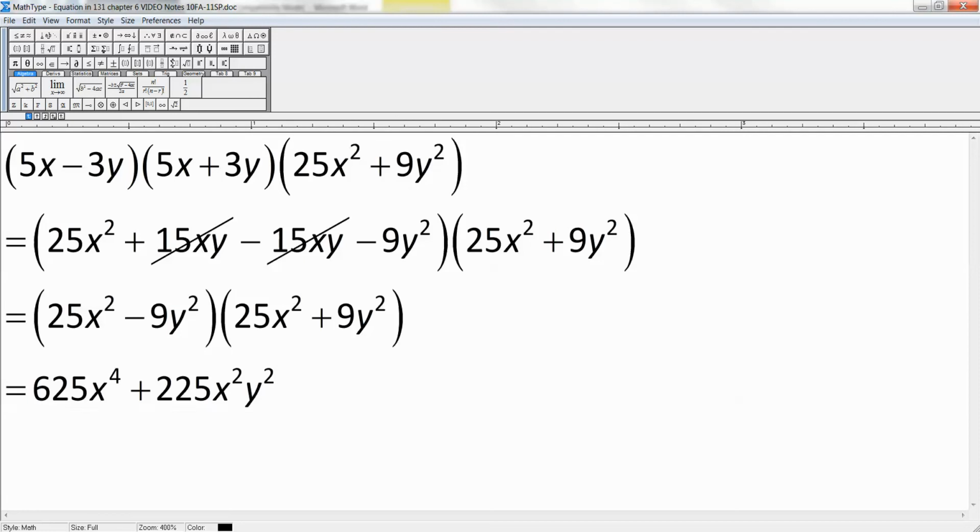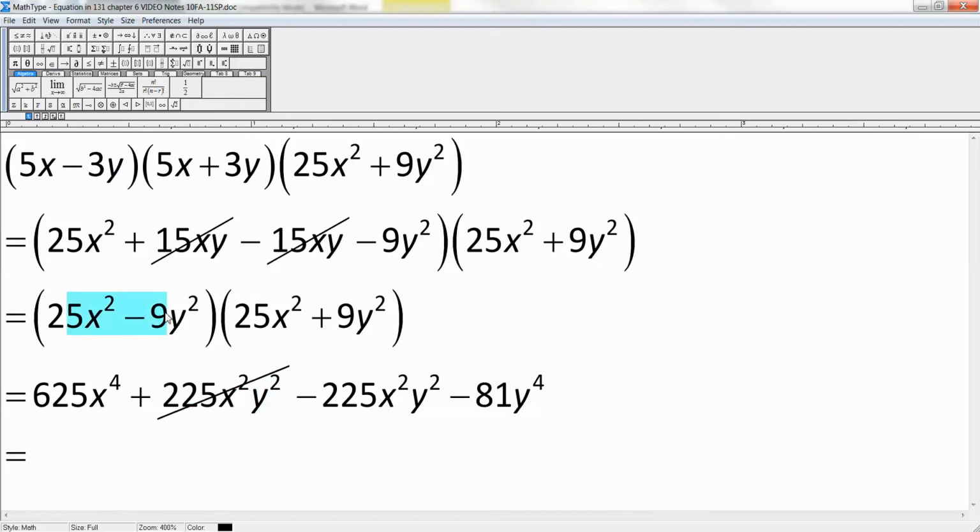Then you have minus 225 x squared y squared. Then minus 81 y to the fourth now. See, the x squared and the y squared, because they're different letters, you just write them x squared and y squared. But the y and the y, because of the same variable, you can add the powers and make it y to the fourth. All right, again, all of this is gone in the middle because these were conjugates of each other. I don't know if you saw that.